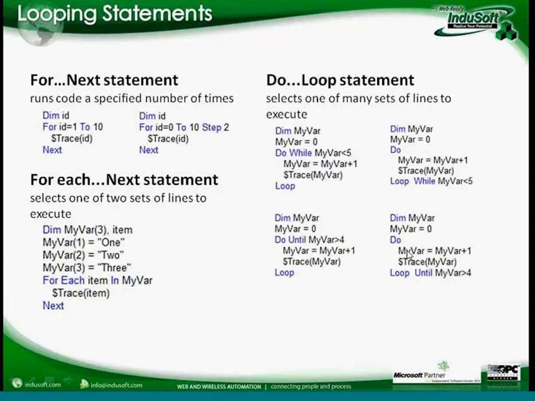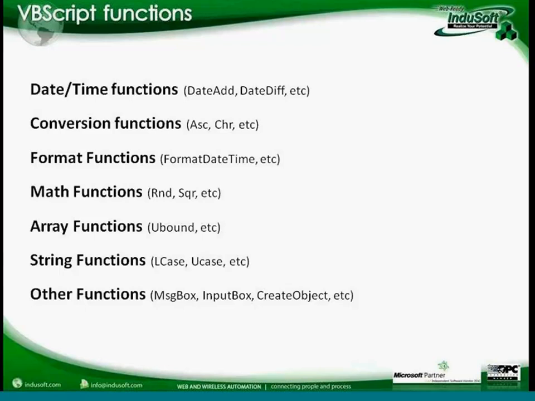In this one, we execute the loop at least once, and as long as this condition is false, we keep executing the loop. When this condition is true, we stop executing the loop. So that is the basic looping statement supported by VBScript.